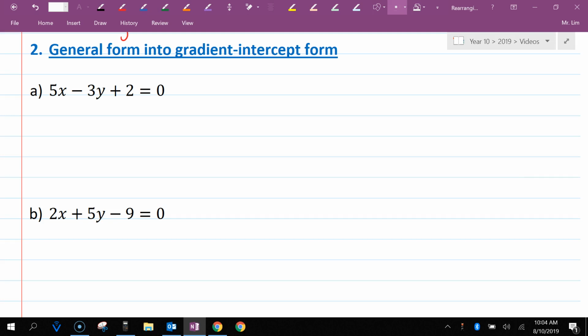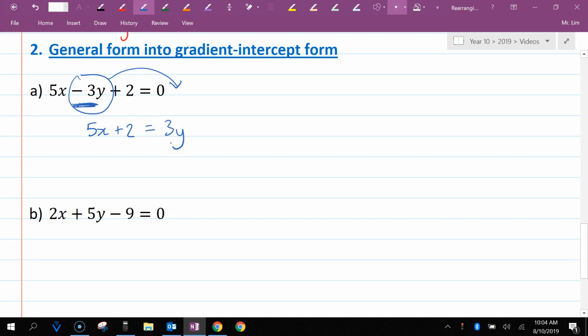So what I'm going to do is look at the coefficient of y here, which is minus 3. Because it's negative, I'm going to move that minus 3 to the other side to make it positive. So on the left-hand side, I've got 5x plus 2. And on my right-hand side, I'll have positive 3y.